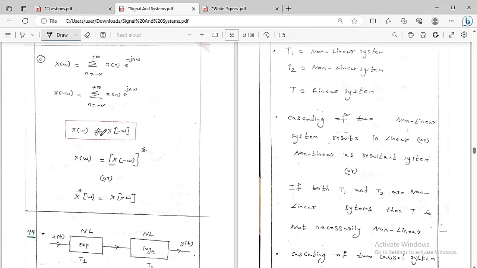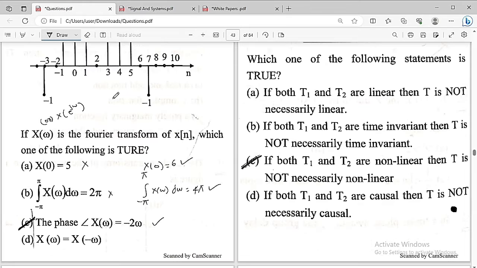So X of omega is not equal to X of minus omega, but X of omega is equal to the conjugate of X of minus omega, or vice versa. Take the conjugate of both sides and what do we get? X conjugate of omega is equal to X of minus omega, because the conjugates cancel. Both are not equal directly; actually they are equal by conjugate. So X of omega is equal to X of minus omega conjugate, or X conjugate of omega is equal to X of minus omega, as you can see clearly from this picture.